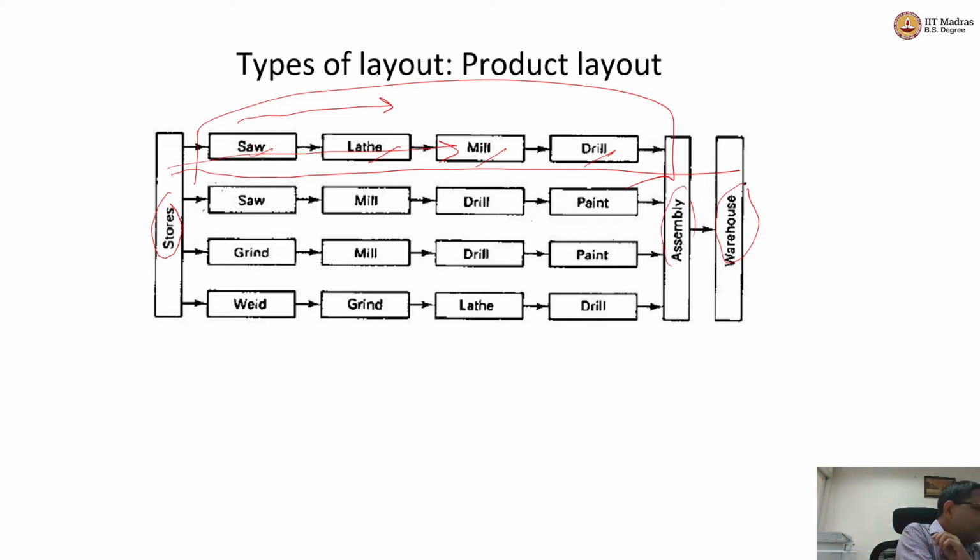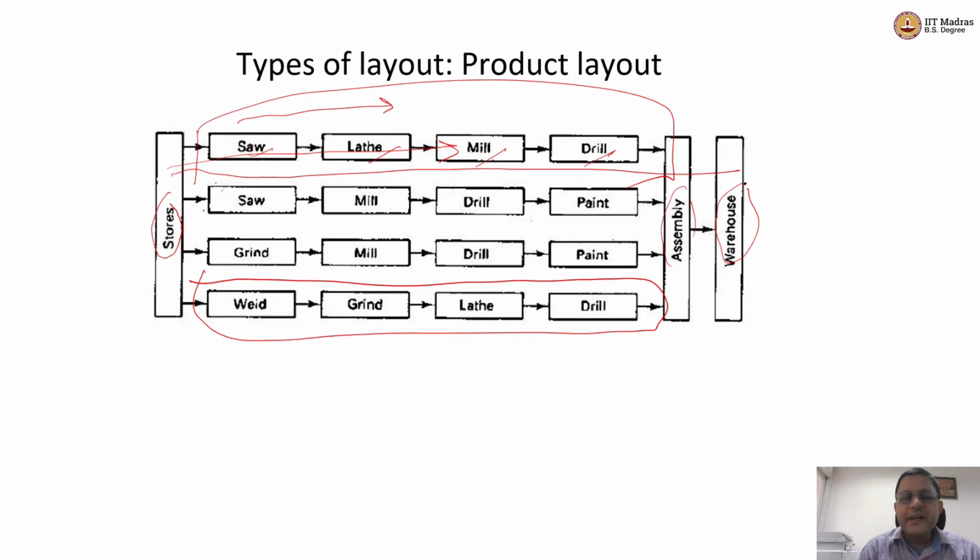However, I may have a different assembly line in the same factory. One factory need not always have a single assembly line. It may have multiple assembly lines. In this particular assembly line, the product gets welded first, and then it is ground, then it is turned, and then it is drilled, right? The turning operation happens on a lathe. So one particular factory may have multiple assembly lines.